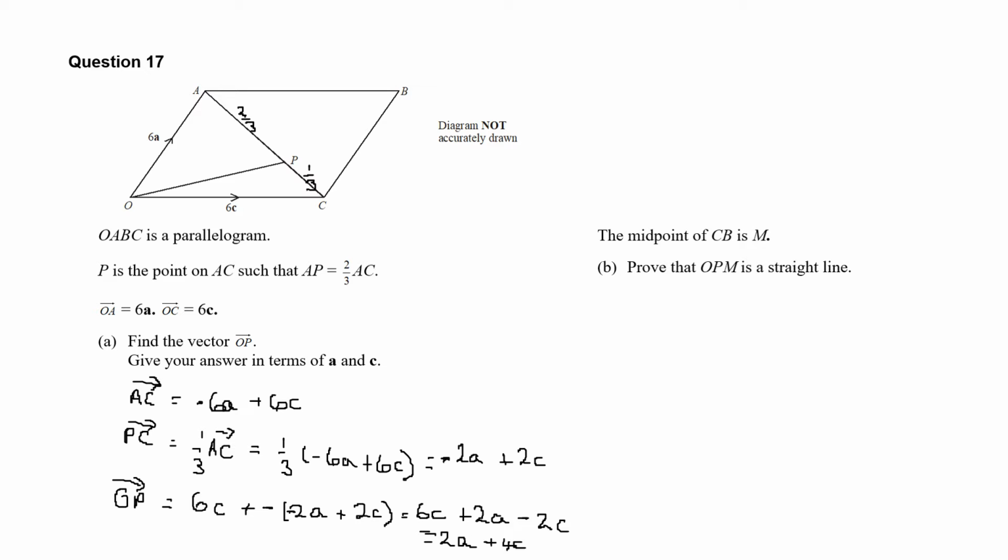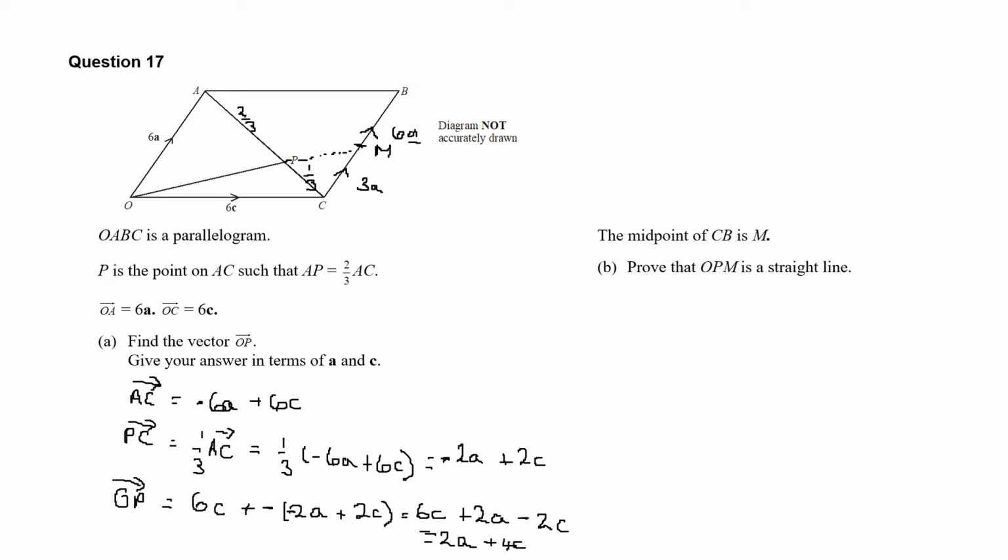The midpoint of CB is M. So let's mark that on there. Prove that OPM is a straight line. Okay, so OA and CB are the parallel sides of a parallelogram, so they're going to be parallel vectors. So the whole of that vector will be 6A. That means that C to M will be 3A.